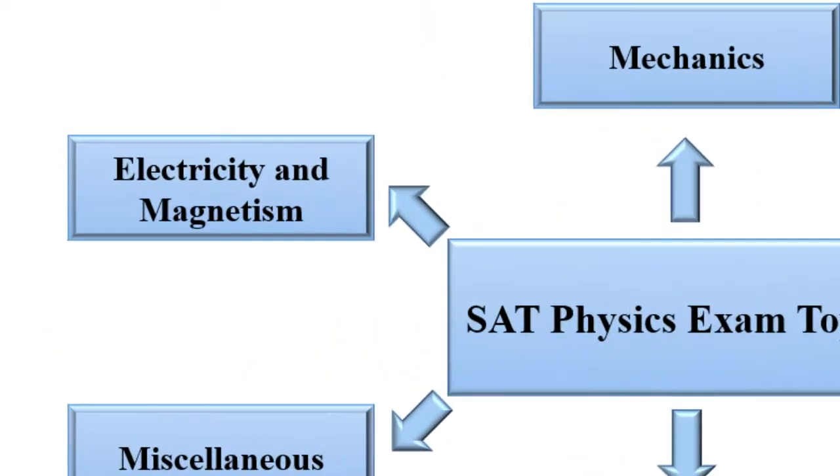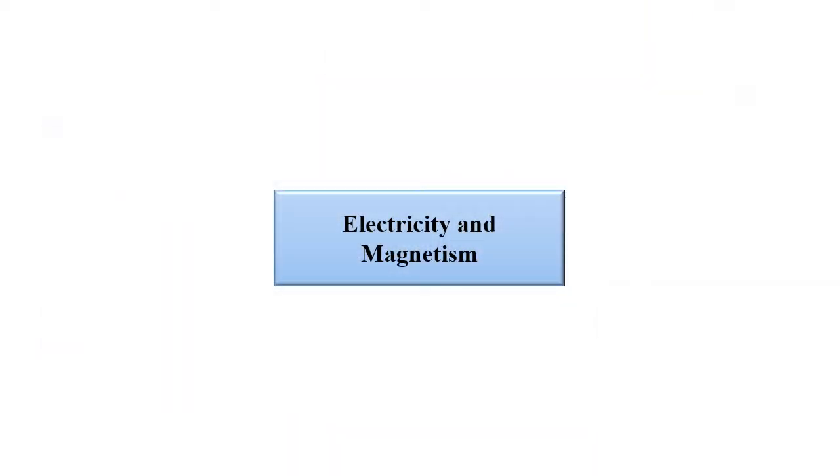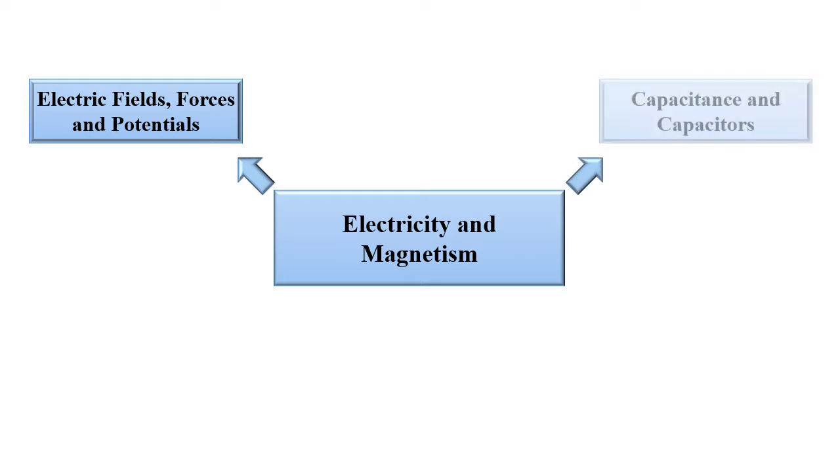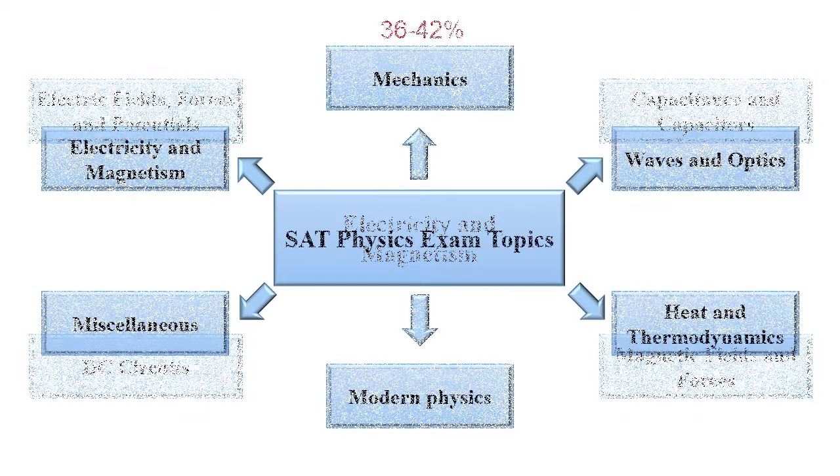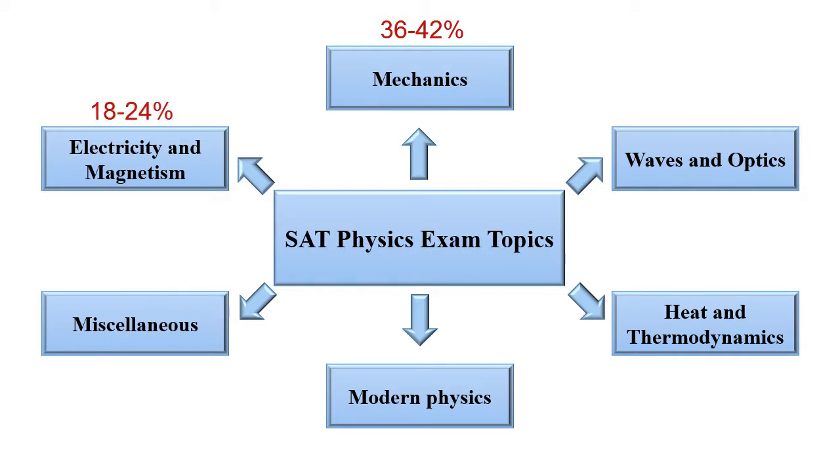The next largest topic is electricity and magnetism. It includes electric fields, forces, and potentials, capacitance, DC circuits, and magnetism. This is typically 18 to 24% of the exam.